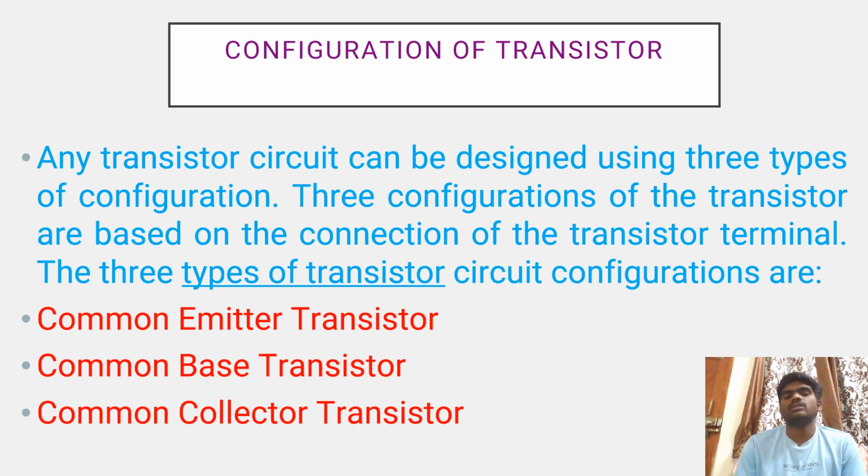The transistor circuits can be designed using the three types of configurations. So these three configurations of transistors are based on the connections of the transistor terminal. The three types of transistor circuit configurations are the common emitter transistors, also called CE, the second type is the common base transistors, also called CB, and the third is the common collector transistor, which is called the CC transistor.